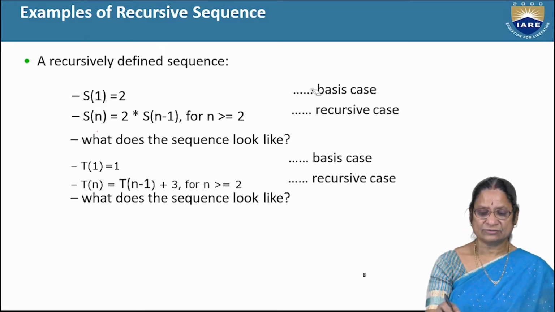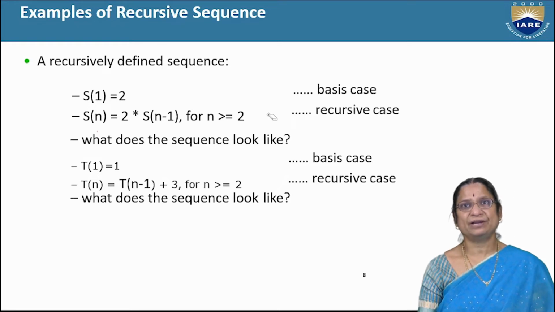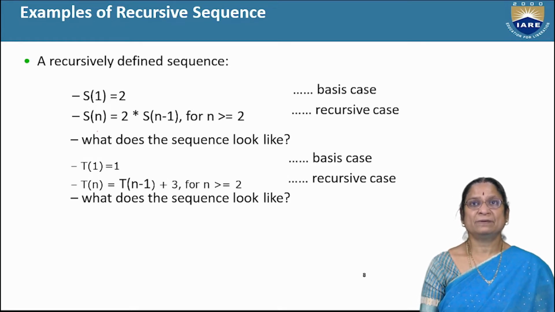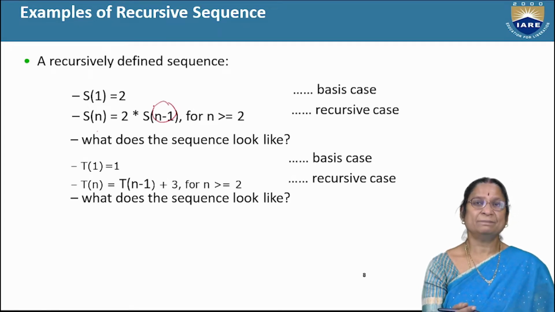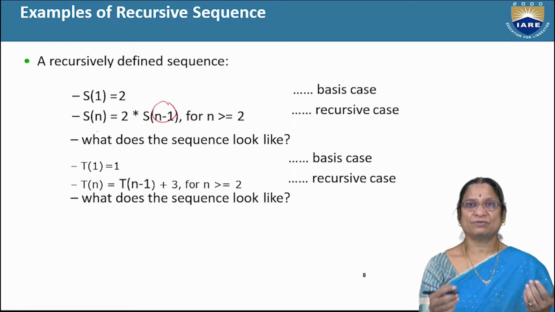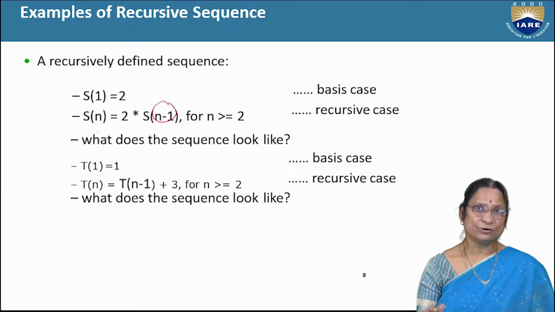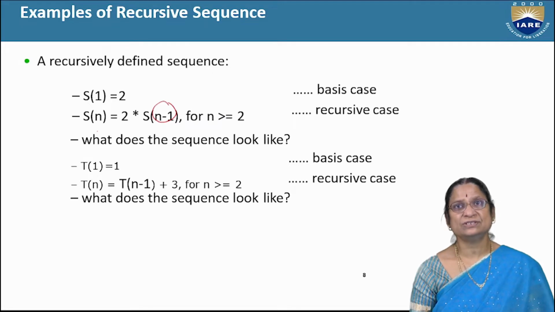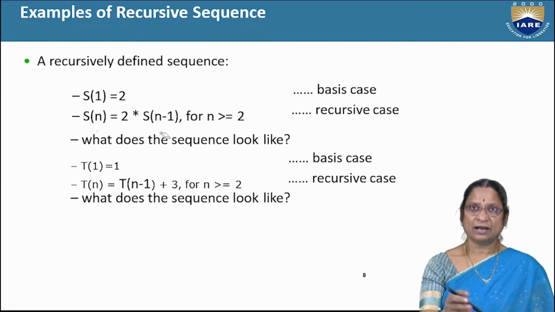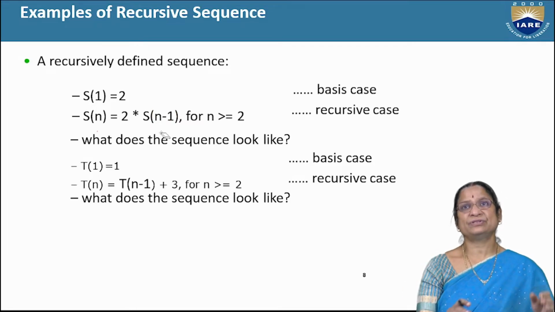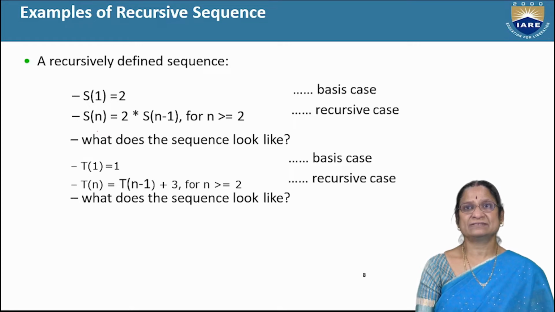And the nth term is defined as 2 multiplied by S(n-1). What is n-1? The previous term. Again the previous term is defined as S(n-2), S(n-3). This continues till we reach n minus some k value as 1. Once it is solved, the result is used for the further and previous steps, and it can be solved.